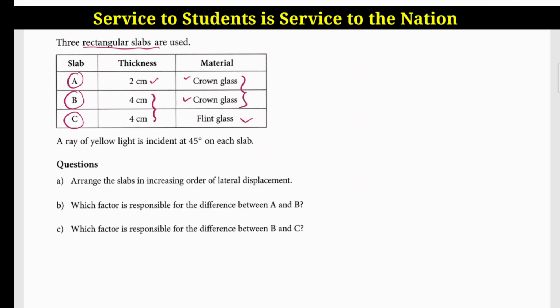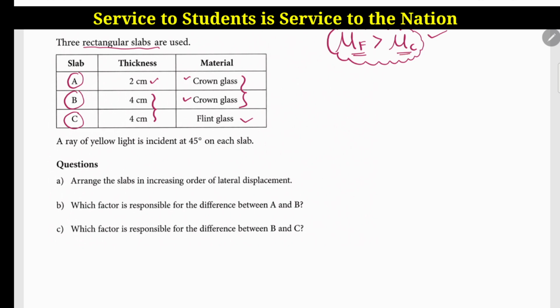Before that, we should know one important thing: the refractive index of flint glass is greater than that of the crown glass. Very important point. Without knowing this point, we cannot answer the questions. I repeat once: the refractive index of flint glass is greater than the refractive index of crown glass.